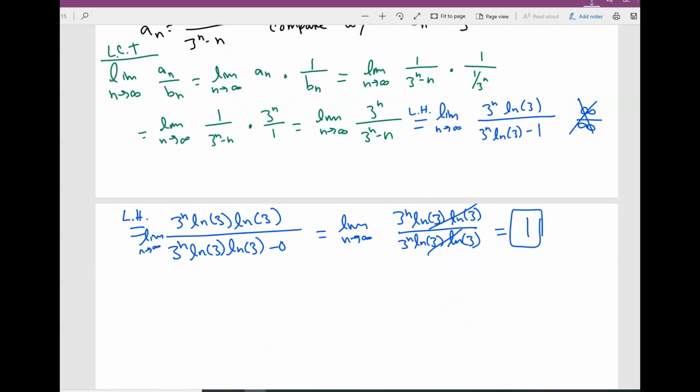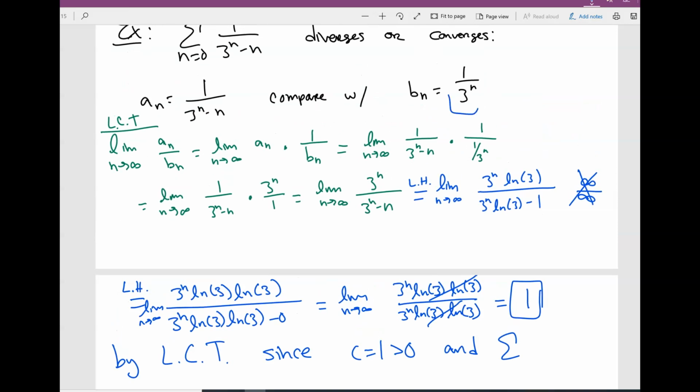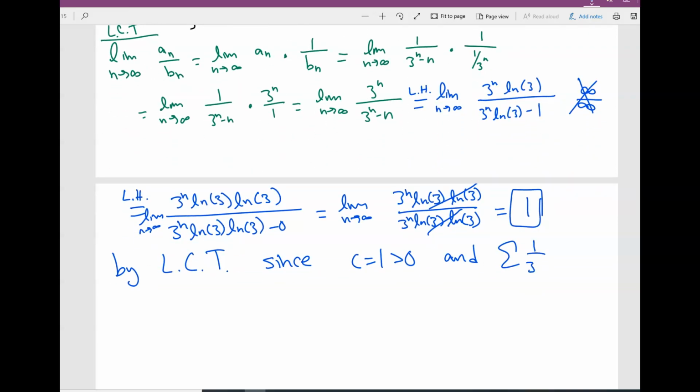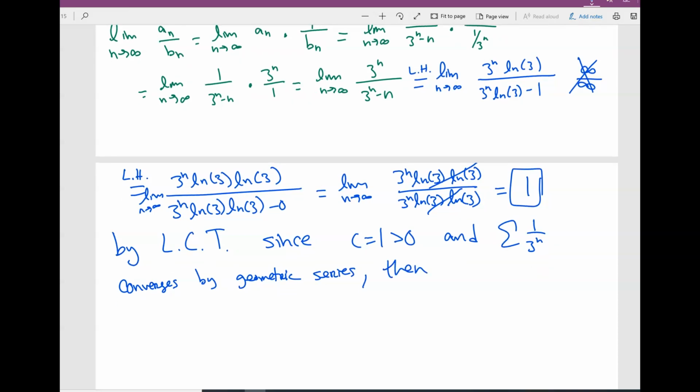Okay, so by limit comparison test, since c equals 1 and is positive, and the sum of b sub n, so b sub n was this guy, 1 over 3 to the n, converges by geometric series, because we know that this guy is a geometric series and it converges, then the sum from n goes from 0 to infinity of 1 over 3 to the n minus n also converges.